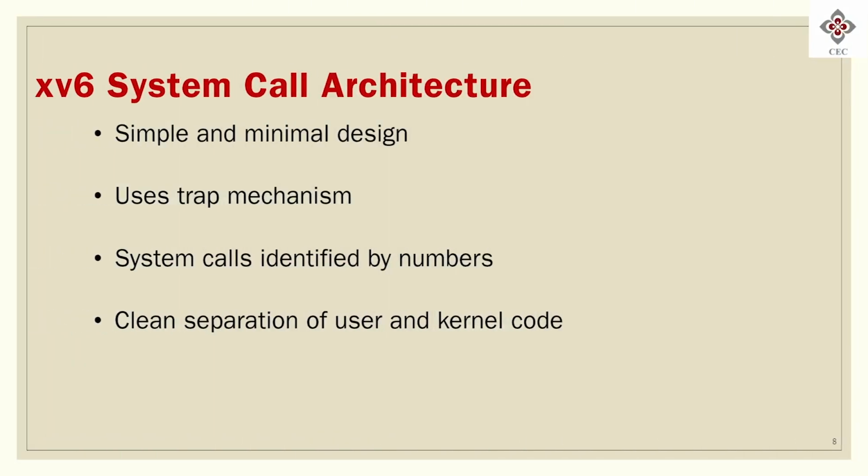The x86 system call architecture is very simple and minimal in design. It uses the trap mechanism to enter into the kernel space, and system calls are identified by numbers. So, all the system calls are represented by numbers. When you create a new system call, you have to assign a number for it, and we have a clean separation of user and kernel code. Only by trapping into the kernel will it get access from the kernel.